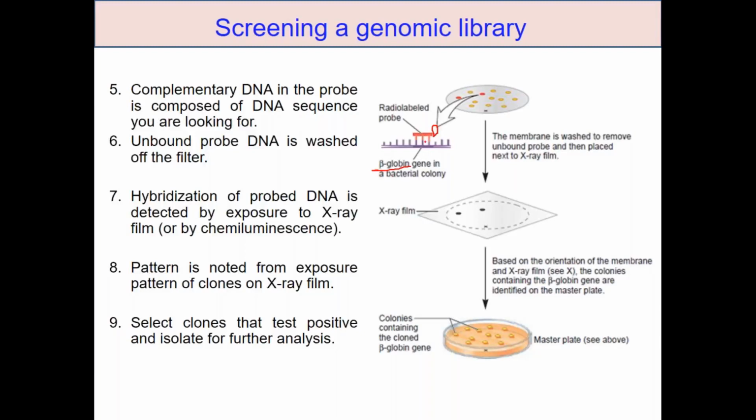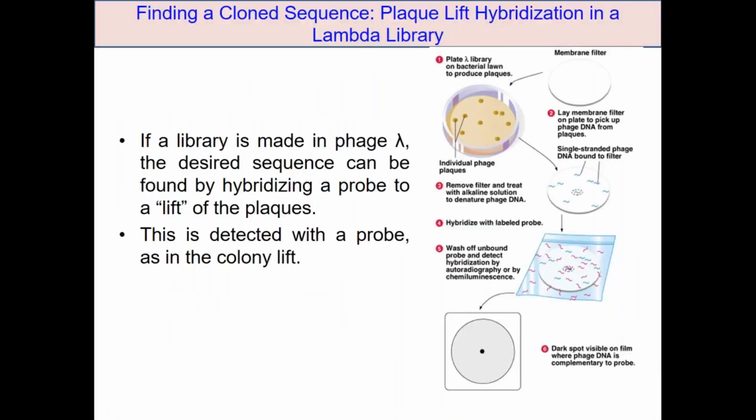After radio labeling, what happens now? I literally just pour this radioactive label on this nylon membrane and allow it for some time. This probe will go and bind to the complementary strand, and then if I expose it to X-ray film, that is autoradiogram, or chemiluminescence, I will get a spotlight. What it says is that the corresponding colony contains my gene of interest. Now I can take these two colonies from the master plate and use them for my further studies. This is called colony hybridization.